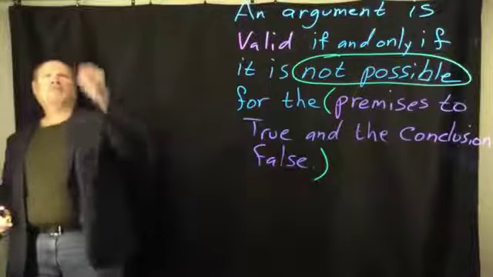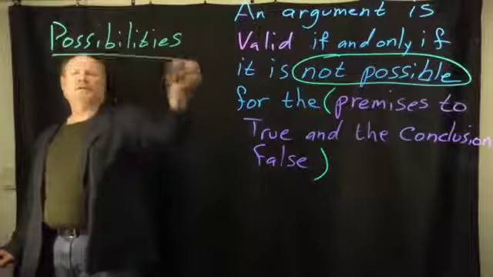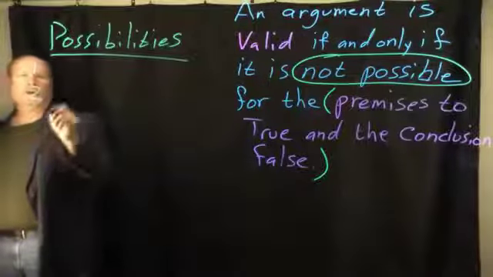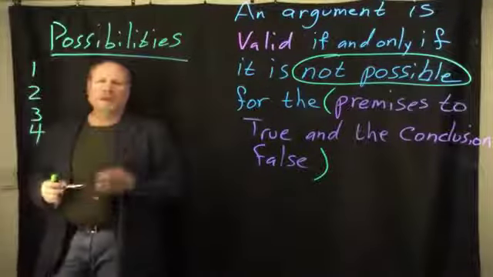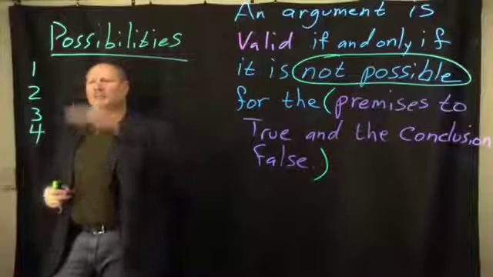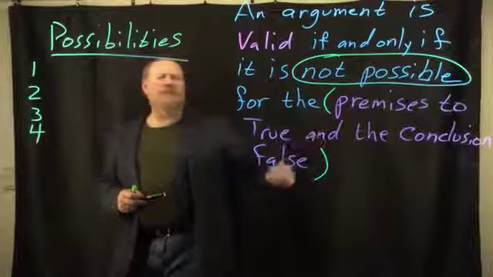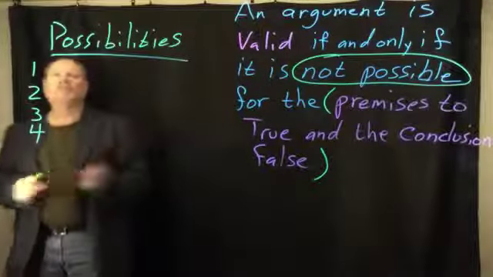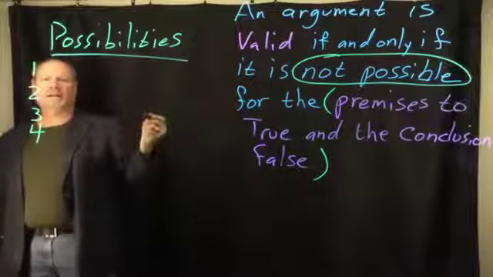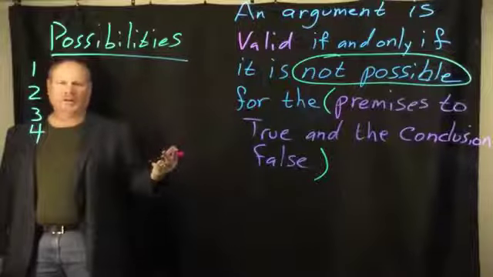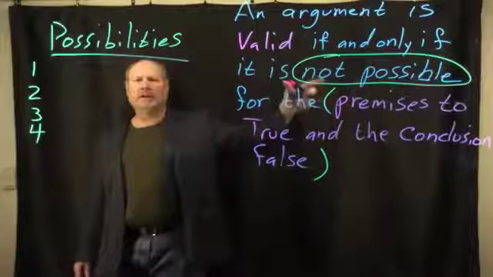So, how do we capture those possibilities? For any argument, we want to list all the possible combinations of true premises and false premises and true and false conclusions. So, as an example, let's say we've got an argument with two reasons given. How do we map out those possibilities in a way that allows us to determine the validity of the argument?